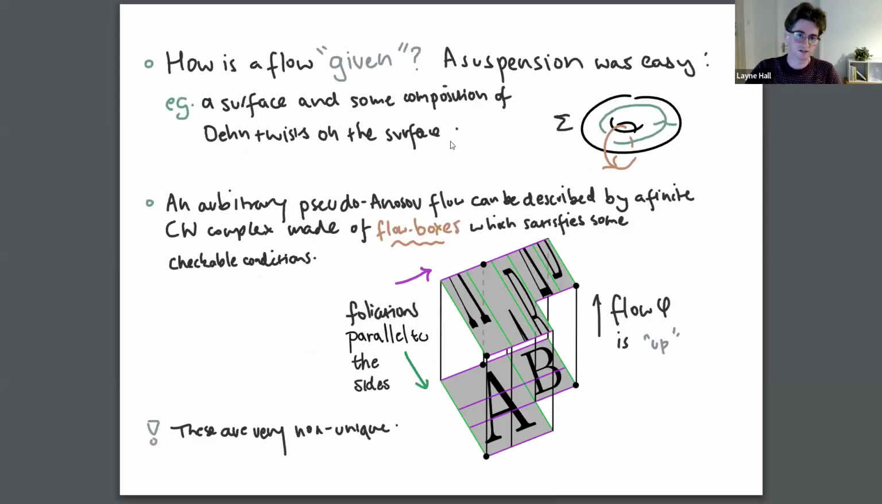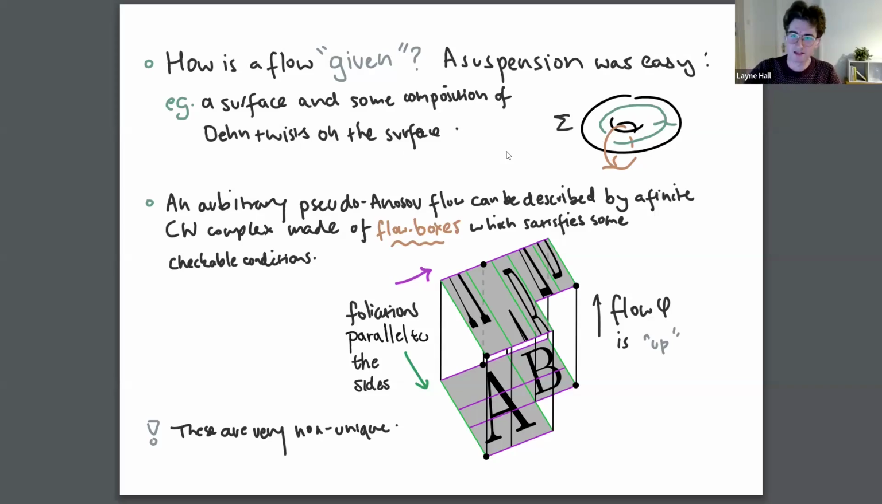We can contrast it to the suspension case. So how is a flow given? Let's start with the suspension case, which is easier. You just give me the surface, and depending on how you like to describe the mapping class group, maybe you give me some composition of Dehn twists on the surface. I've depicted this over here. This would be enough to totally encapsulate a suspension flow. I've got to tell you it's genus one, here are two curves to do some Dehn twists on, and it's a mapping class, so it also defines a suspension flow.